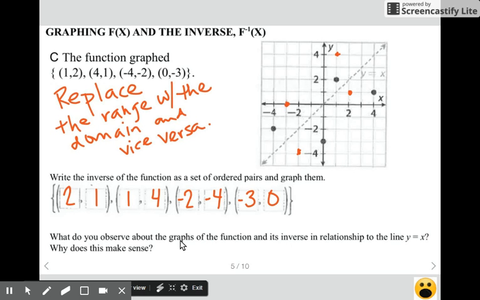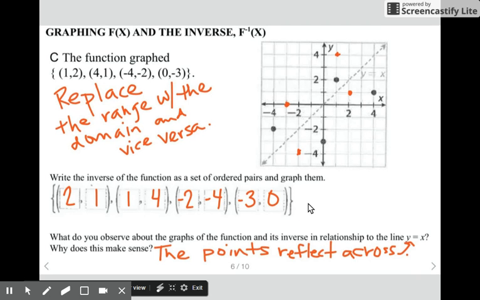All right, so what do you observe about the graph, the function and its inverse in relationship to the line y equals x? Well, take a look at these points. Here is each point and its inverse. How do they look? Okay, the points reflect across this y equals x line.